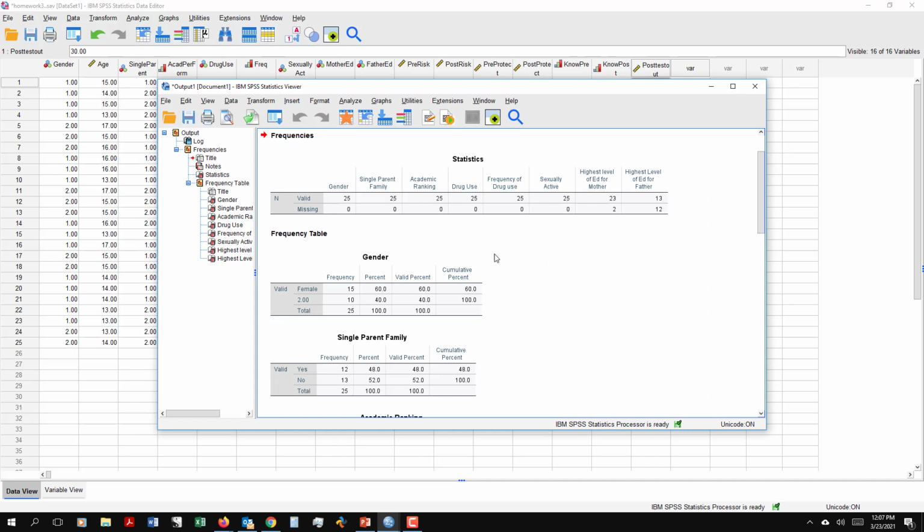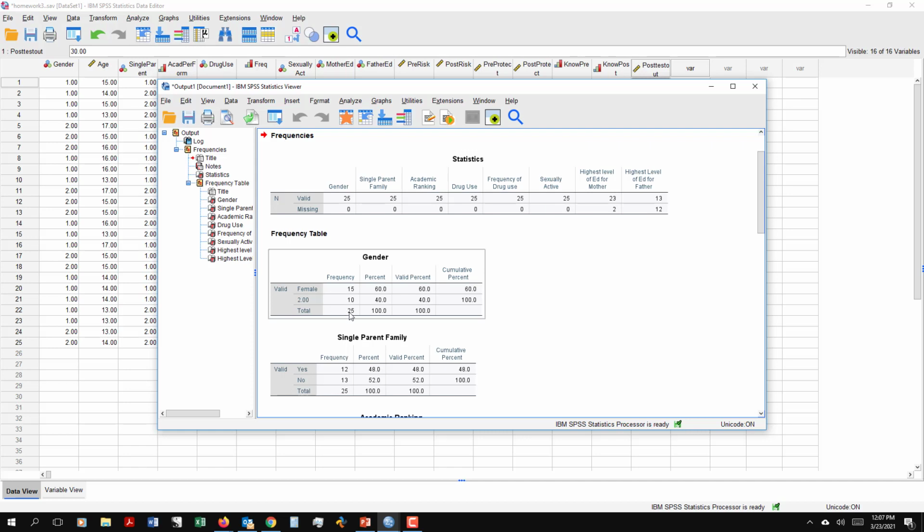So when we look here, we know we have 25 participants, and they have answered every question, again with the exception of the highest level of education for their mother and the highest level of education for their father. Now, not all these homes have fathers, so there's going to be some missing data here that is appropriate because fathers are not in the home.